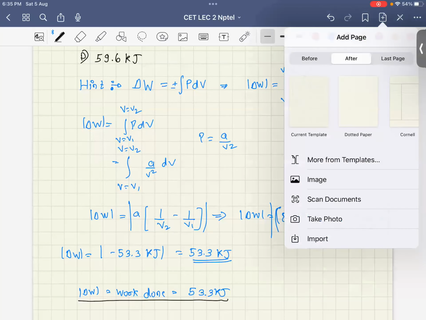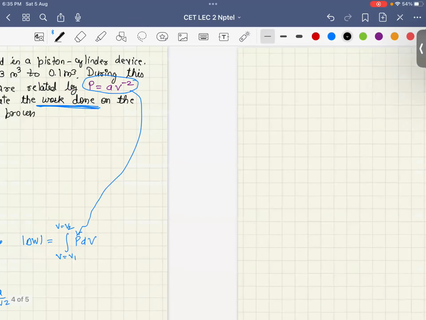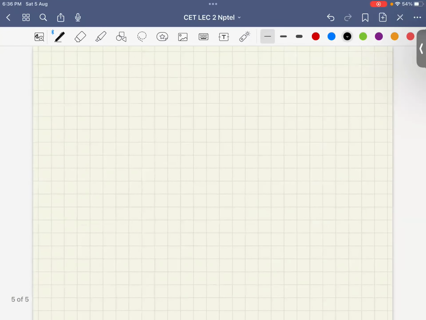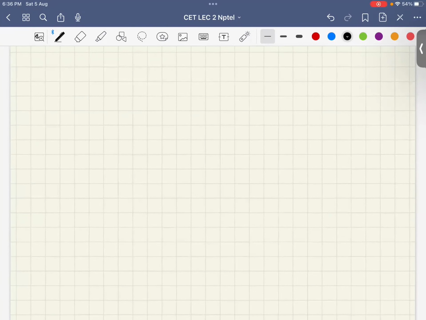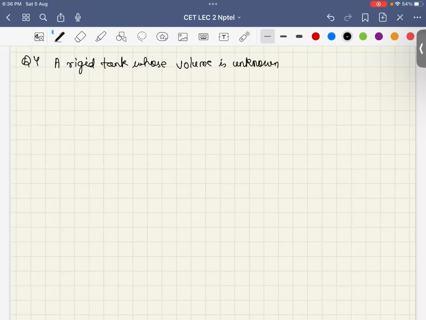So the next question, and nobody has any doubt, right? If anybody has any doubt, they can ask. Otherwise, we'll move on to the next question. The next question is question number 4. A tank of given volume is divided into two parts by a partition.